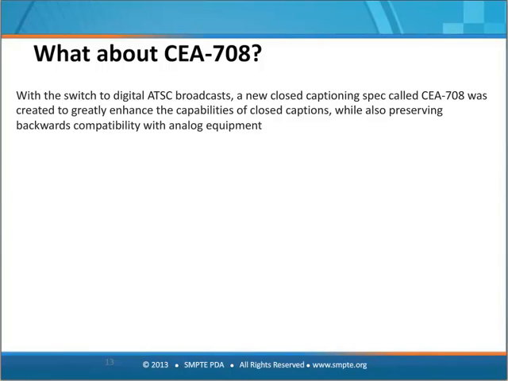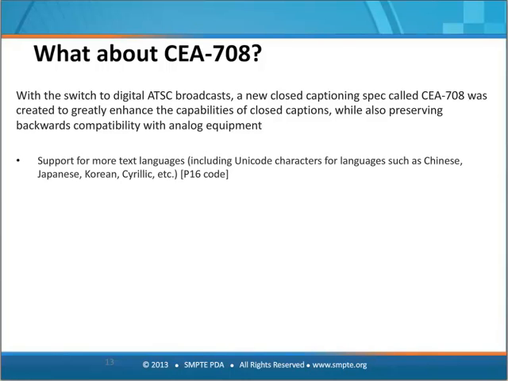So what about 708? We hear a lot about 708. I get a lot of questions about it. 708 is a new spec that they created along with the switch to digital ATSC broadcast. It adds a lot of new capabilities, but it also preserves backwards compatibility with all of the old capabilities of 608 captions. And some of the things it adds are support for more languages, Unicode characters.